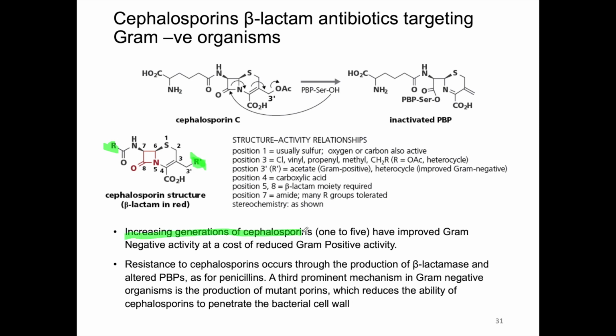Increasing generations of cephalosporins typically improve gram-negative activity at a cost of lesser gram-positive activity over time. And resistance to cephalosporins occurs through production of beta-lactamases and also through the production of mutant porins, which are the proteins responsible for enabling molecules to pass through the cell membrane. And when they're mutated, they no longer admit cephalosporins, and so there is insufficient concentration of the cephalosporin inside the cell to cause activity.